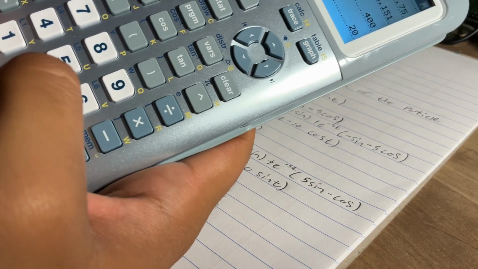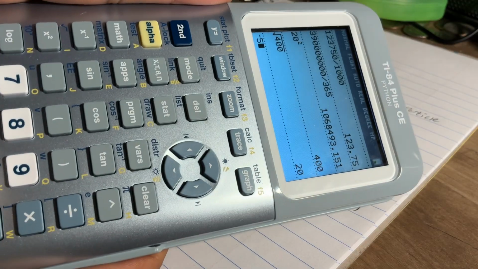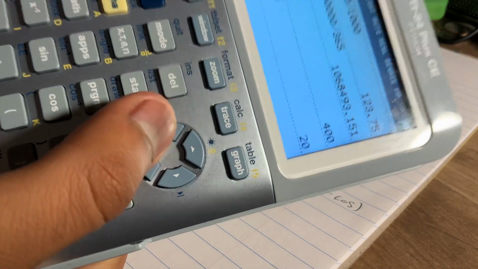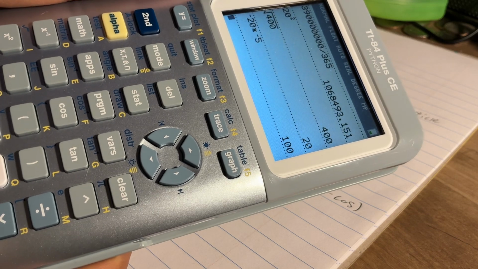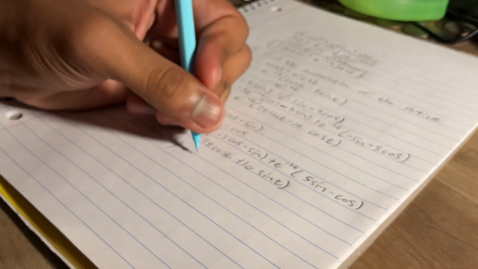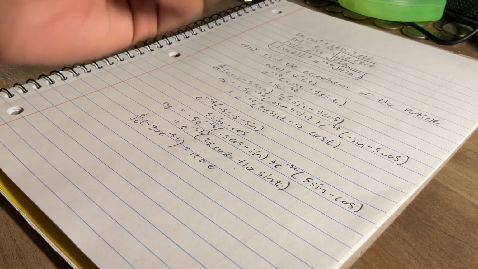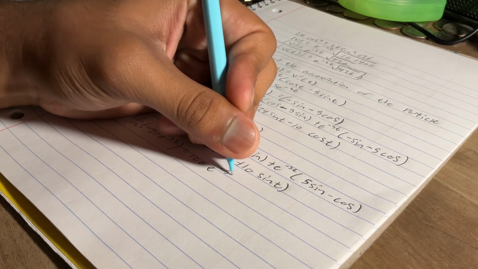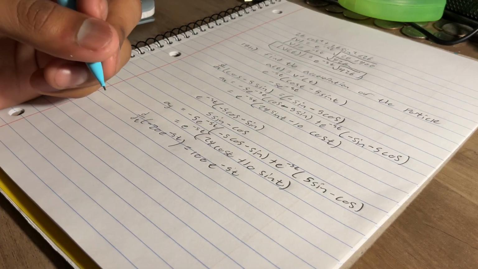So it comes down to negative 20 times negative 5, which is 100, and then the derivative of e is always the same, e to the negative 5t. So that would be your k, or your z, and then now you're getting everything.